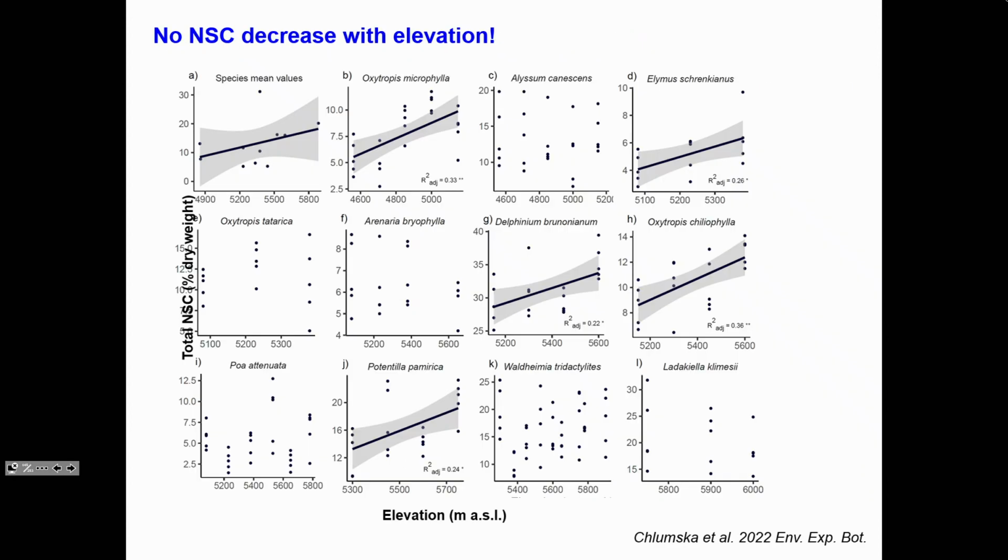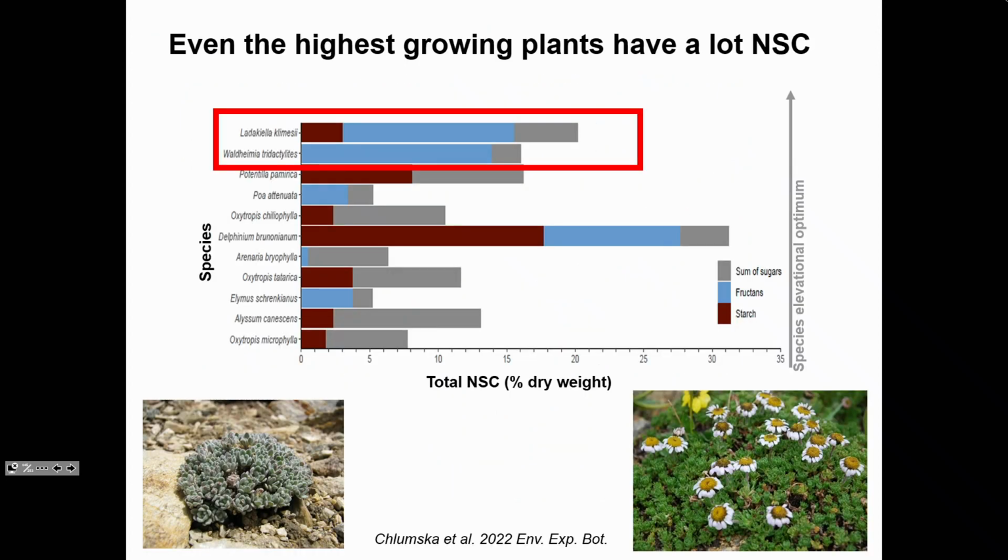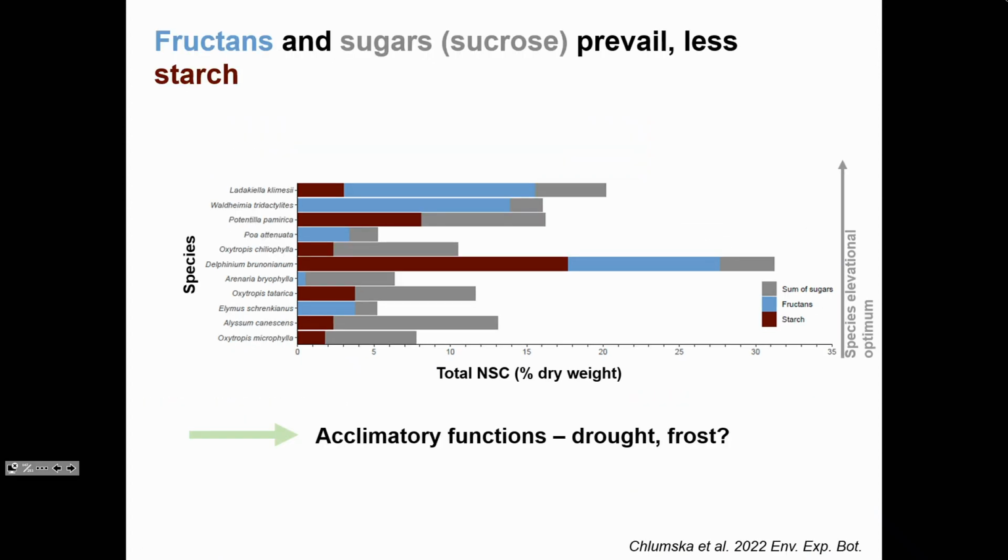And we found out that there is no decrease in sugar charging with elevation. The concentration either increased or remained more or less stable. So there was not any species that would show a decreasing trend. And even the highest growing plants have a lot of NSC, like Ladakia lacrimeshi or Waldheimia tridactylites. And interestingly, unlike woody species or meadow species, in our conditions the fructans and soluble sugars prevail, and less so starch. This can be pretty much related to drought or frost tolerance.